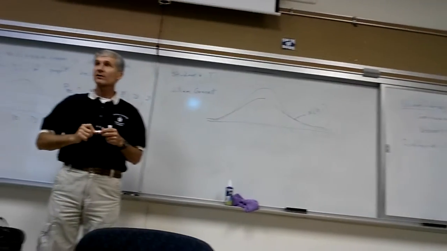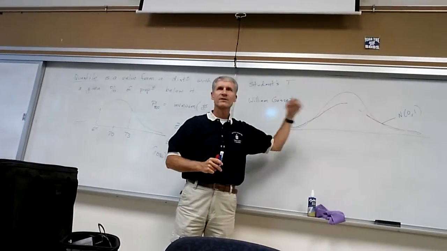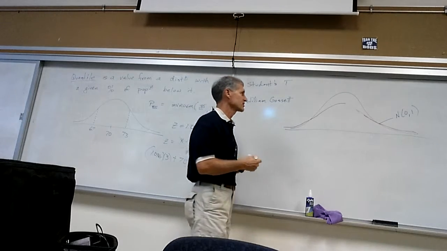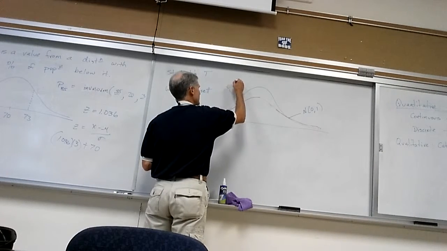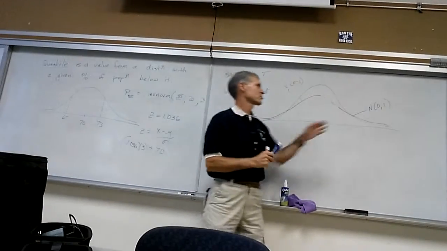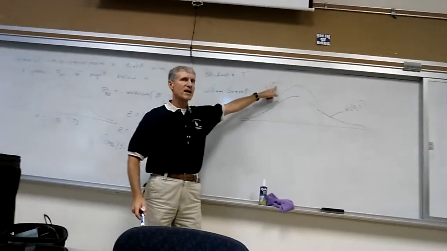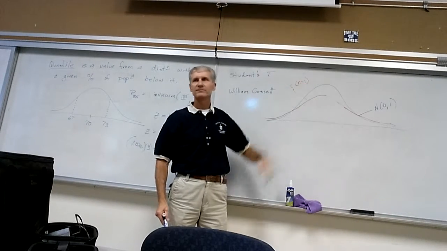But the smaller the sample size, the further away from the blue curve the T distribution will be. It depends on sample size. And it depends on sample size through its degrees of freedom. So this is a T with n minus 1 degrees of freedom. So for a normal distribution, we say the parameters are the mean and the standard deviation. For a T distribution, the only parameter is its sample size. And it's n minus 1.